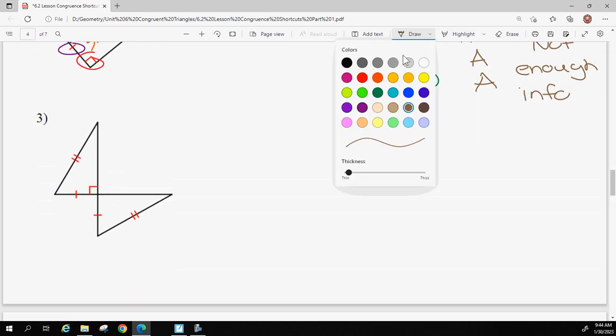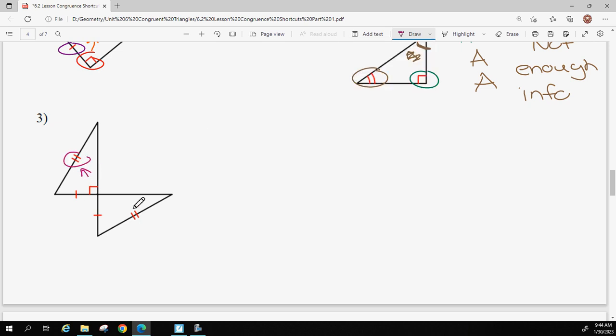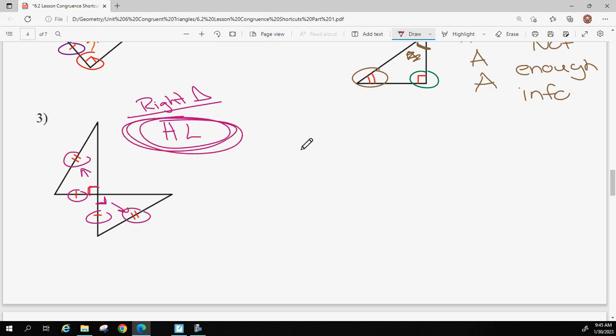So one last one here. That's my hypotenuse. There I have a side in each, so we'll call that a leg. We've got to make sure these are right triangles. Well, if this is a right angle, then this vertical angle is also a right angle. So this is a right triangle. And so we can say that these two triangles are congruent using hypotenuse leg.